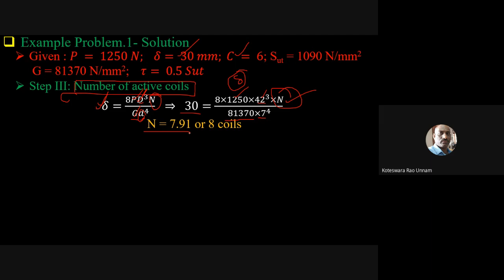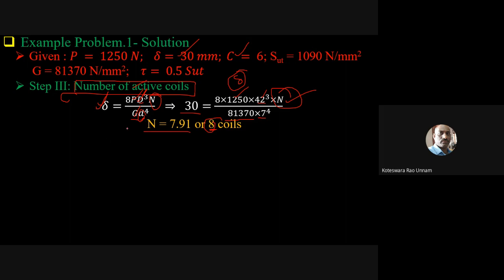But generally we don't have fractional number of coils. Generally we need to round it up to the next higher integer number. So therefore I will take the number of active coils here as 8. So those are the three parameters.